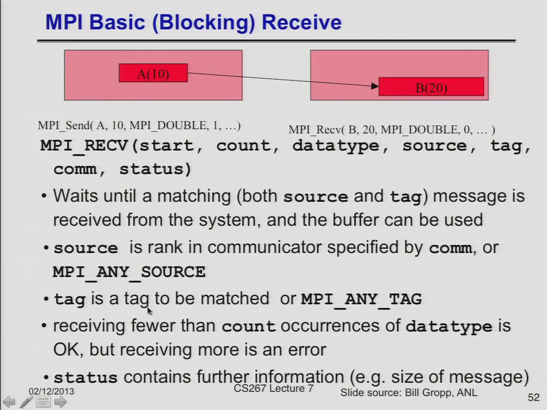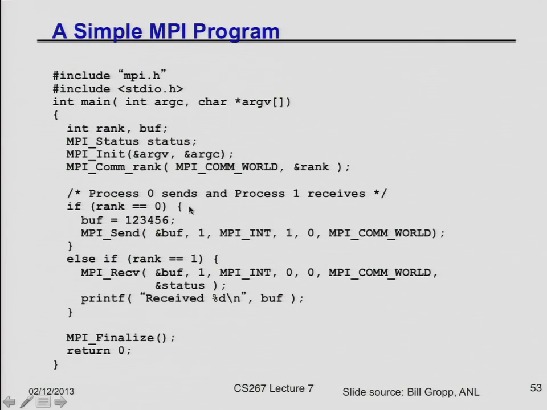So let's write a simple program. I'm just going to send a number, the integer 123456. I'm going to send it from processor 0 to processor 1. So here I call MPI_Init. That's the first thing I have to do. I declare the status to be this type, so I can go look up inside that structure when it's all done. I get my rank, so I know whether I am number 0 or number 1. And now I say if I'm processor 0, I do a send.